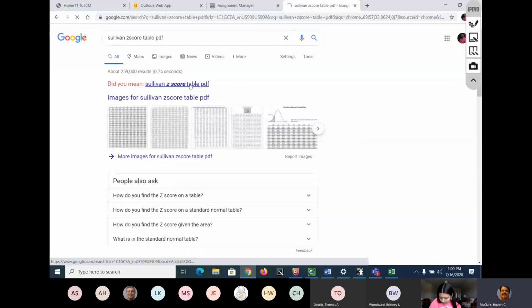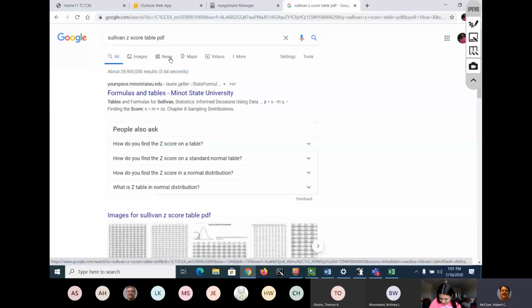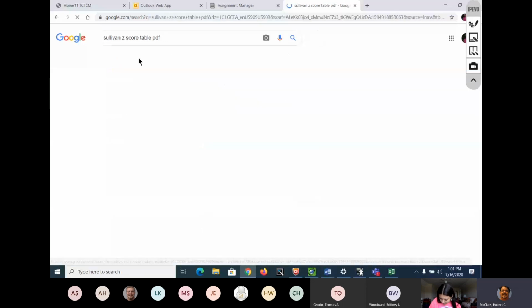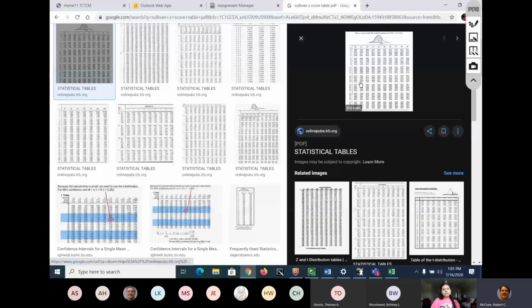And then, well, that's working. Hit images. And here it is. You go into the area, and the area is the body of the table, and you look up 0.0500. I hope it pulls it up where I can see it. Yeah, this is what's in your book anyway.